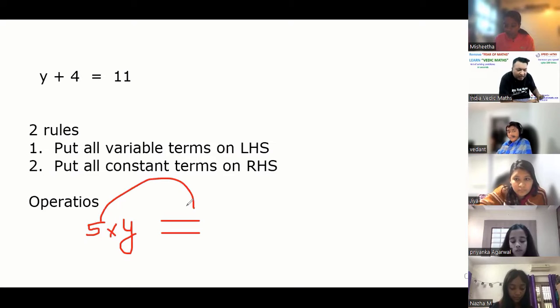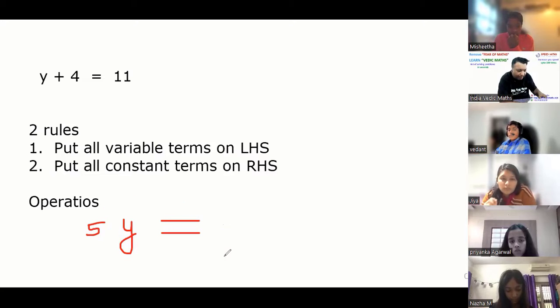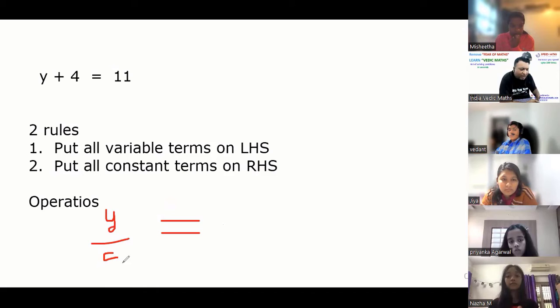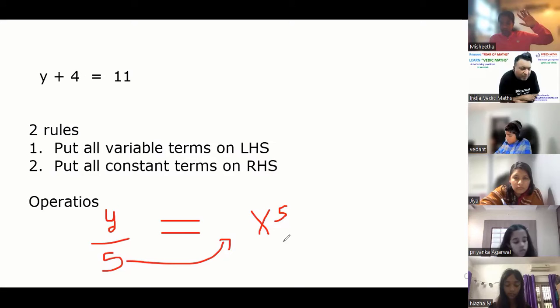To take 5 this side, it becomes divided by 5. 5 is a multiplier, so 5 goes to the division. Or suppose some variable is y divided by 5. 5 is a division. To take it here, it becomes times 5. Plus becomes minus, minus becomes plus, multiply becomes divide, divide becomes multiply.